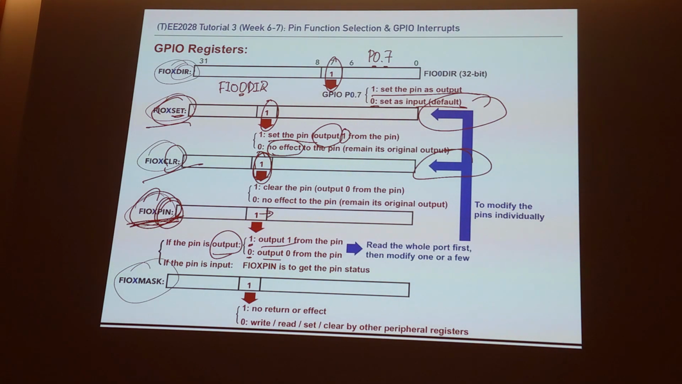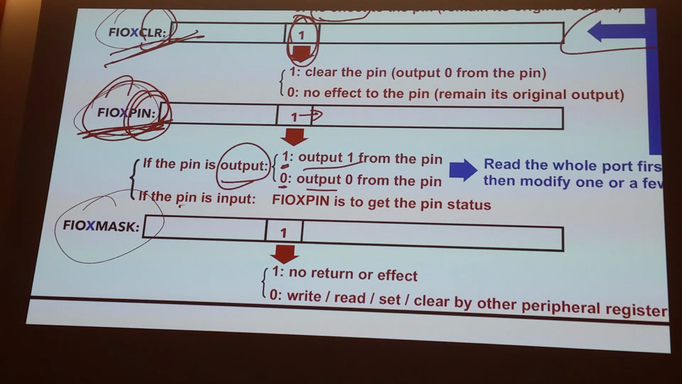When you write something here, it's still writing the set or clear register, but it's done automatically. But if the pin is an input, you are no longer writing to it. You only write the bit when the pin is an output. If the pin is an input, you are sensing the pin, so you basically read instead of write. You read to figure out what is being input to your processor.